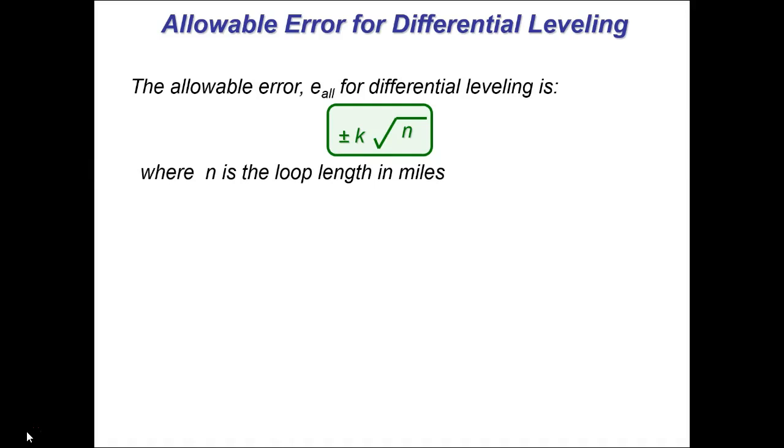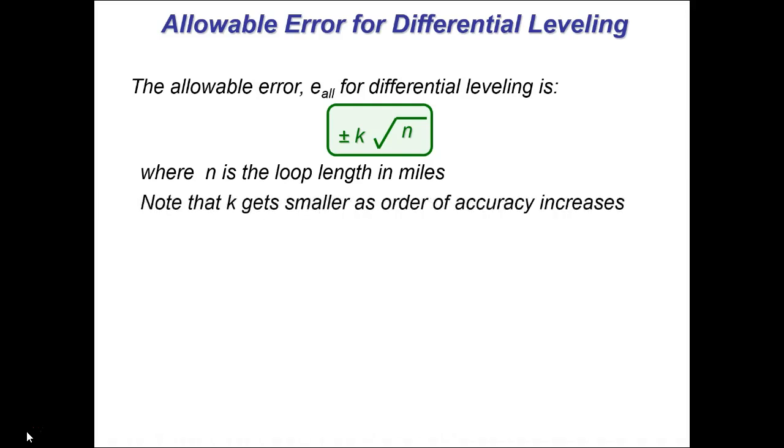So now we're ready to calculate our allowable error for this leveling. So we know that the allowable error when we talk about differential leveling is plus or minus k times the square root of n. So k is a constant that I'll be giving you. N is the loop length in miles. So k square root of n. As our order of accuracy increases, that k value gets smaller.